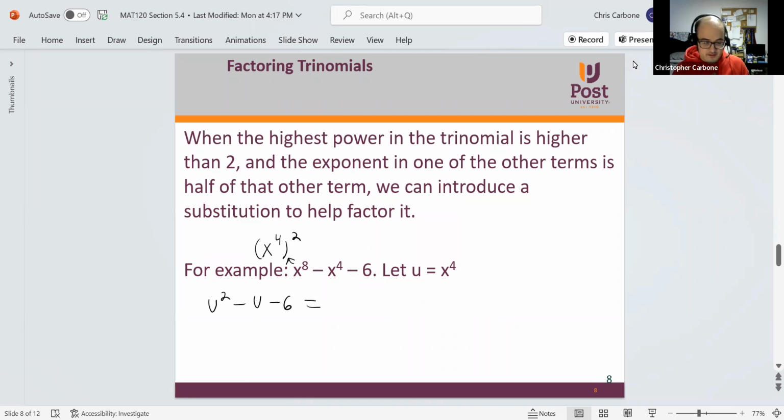And that does factor nicely, with a 3 and a 2. With the 3 negative and the 2 positive. So u minus 3 times u plus 2. And then at the end, just replace that substitution. This would be x to the 4th minus 3 times x to the 4th plus 2.